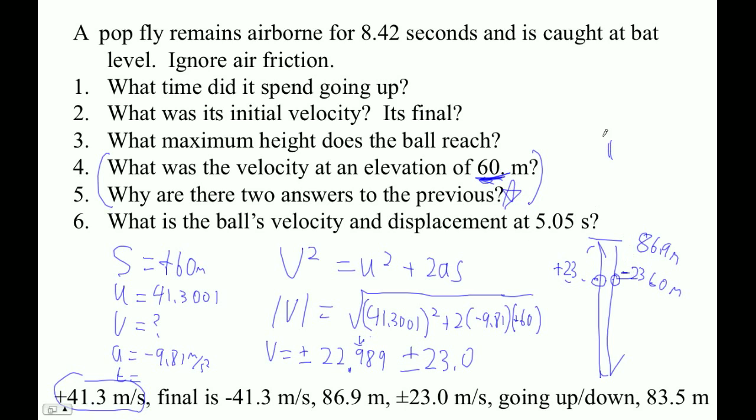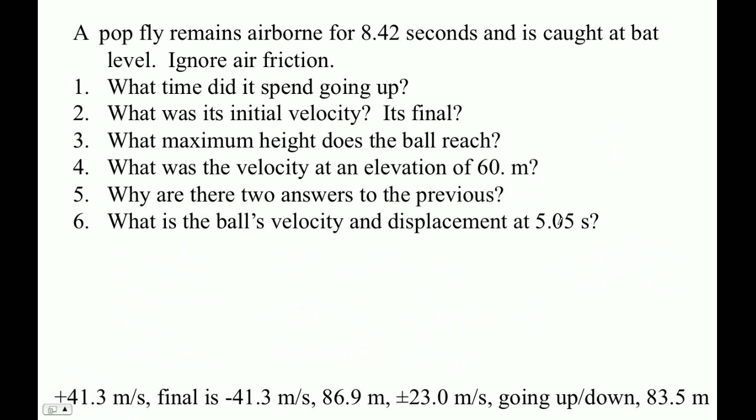All right, I'm going to erase and answer the final question here. What's the ball's position and displacement at 5.05 seconds? Here's the ground. It goes up, it goes down. It actually reaches the top at 4.21 seconds, that being half of this. So at 5.05 seconds, it's going to be on the way down. It won't be as high. The highest point here is 86.9 meters, so it won't be that high, and it will have a negative velocity.